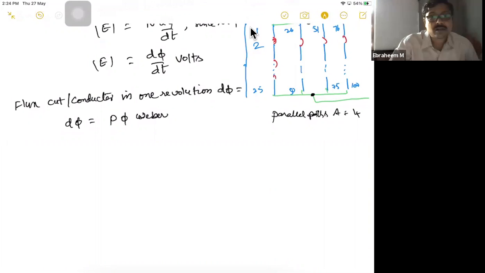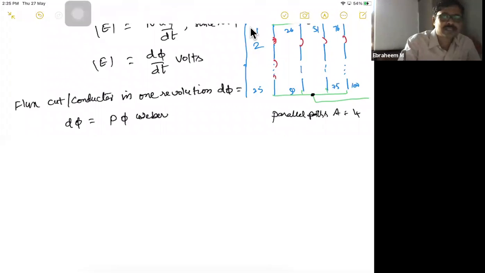Phi is flux per pole in Webers, right? So if one pole gives 5 Webers, then two poles give 2 into 5. But how many poles do we have in our generator? P is the number of poles. So d phi is phi into P, or P into 5 Webers. When the conductor completes one complete rotation, it will have passed through the influence of all the poles. Say if the poles are 2 and flux per pole is 5, it is 2 phi. But in general, the number of poles is denoted by P. So d phi in one revolution is P into phi.